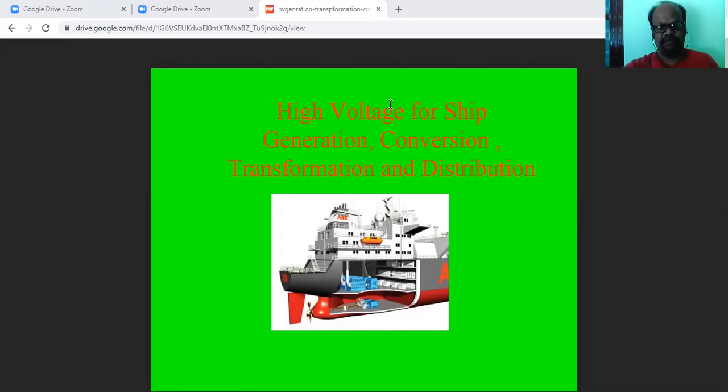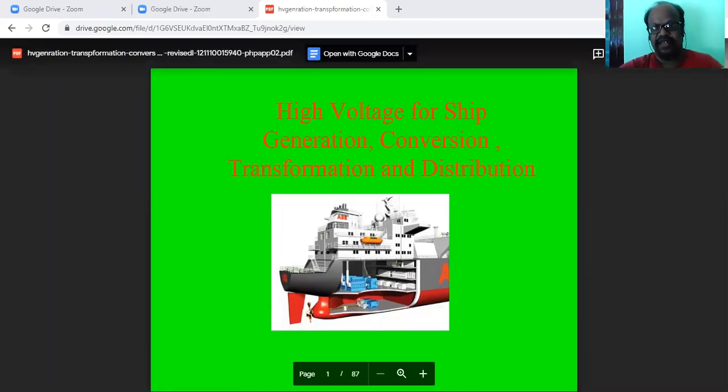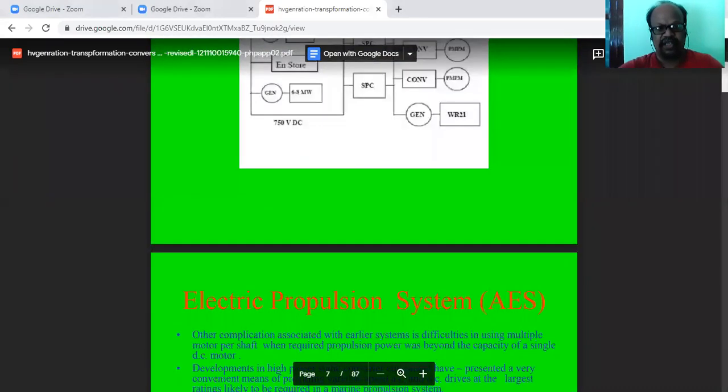High voltage for ship: generation, conversion, transmission, distribution. Yes, sir. Actually, this is for the last unit and present unit. We have to start with the high voltage.